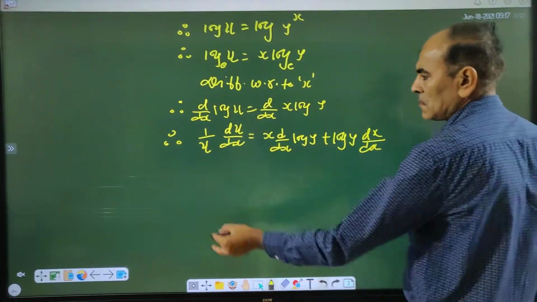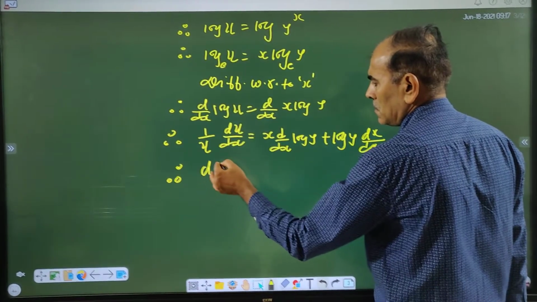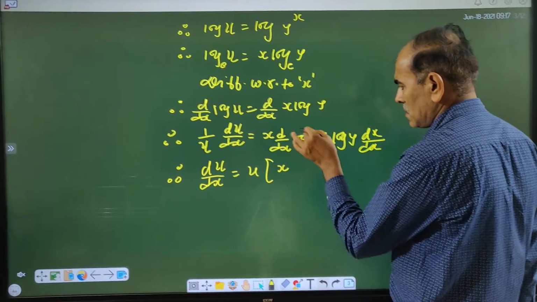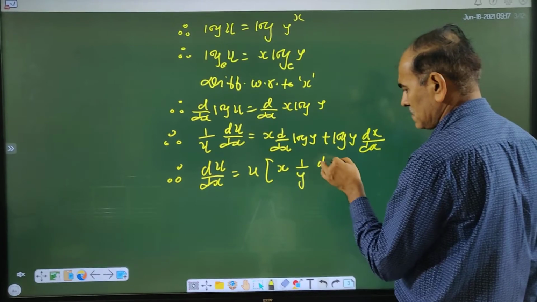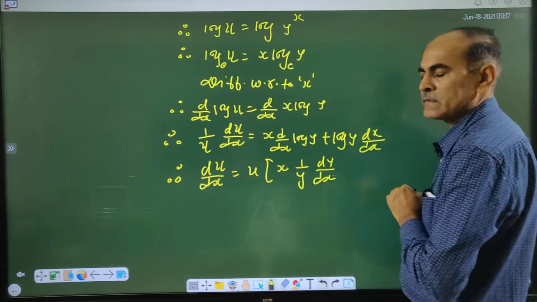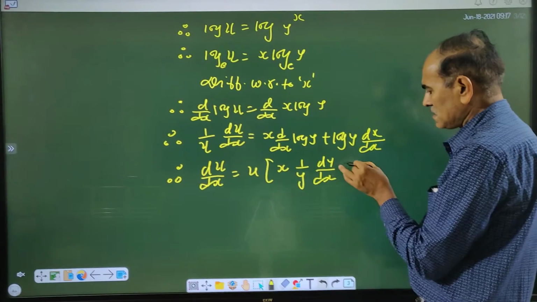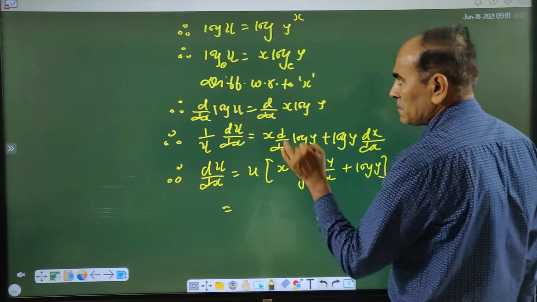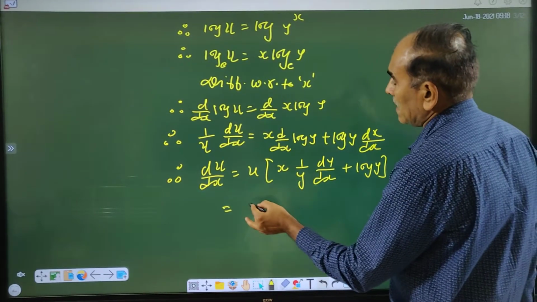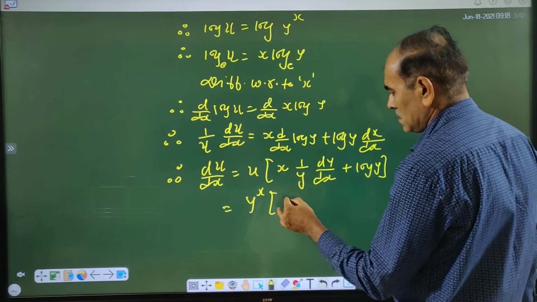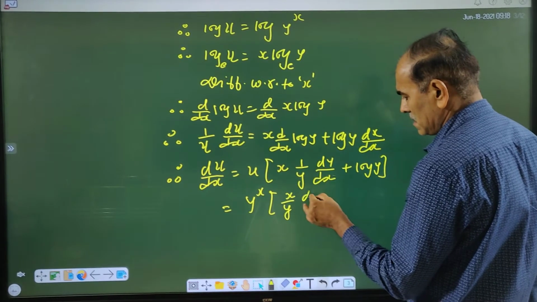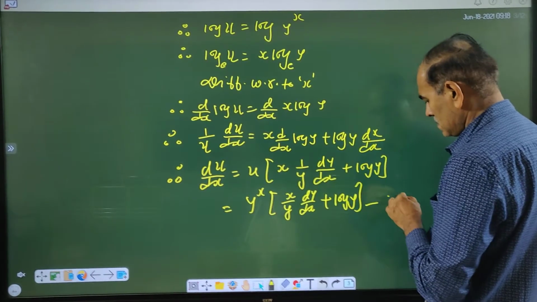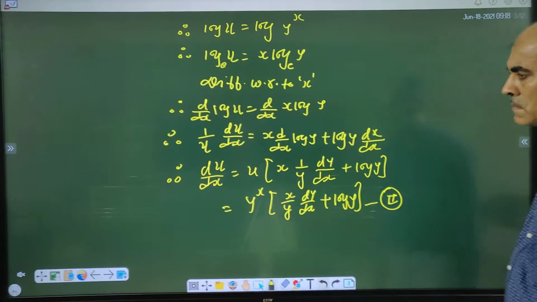Okay. So du by dx is equal to u. x is log of some function, 1 upon the function, d by dx of the function, plus this one is 1. So log y. Replace the value of u. What is u? y raised to x. It is equal to x by y dy by dx plus log y. So, result number 2.